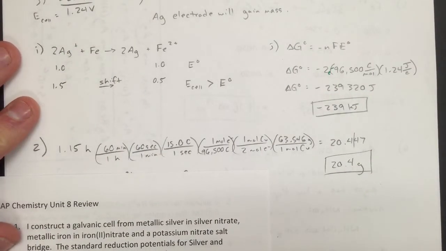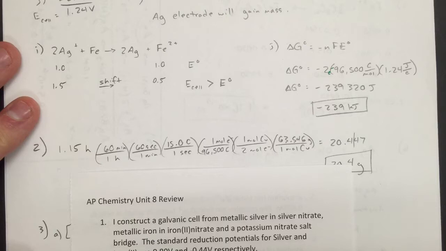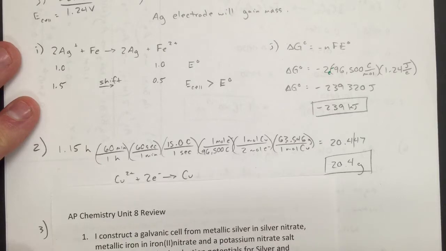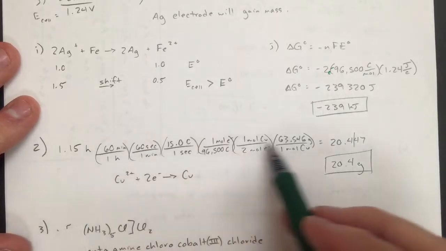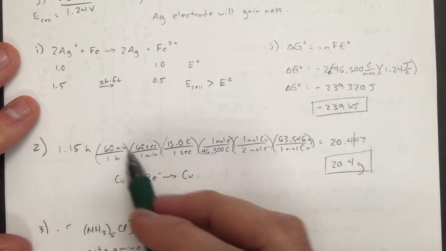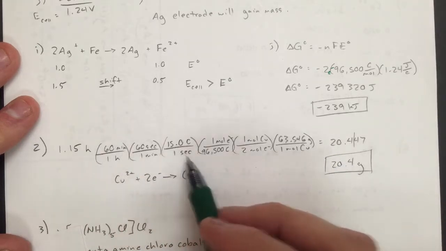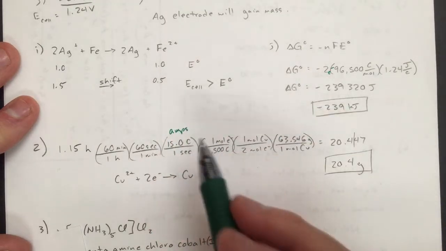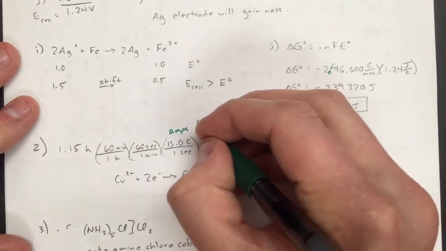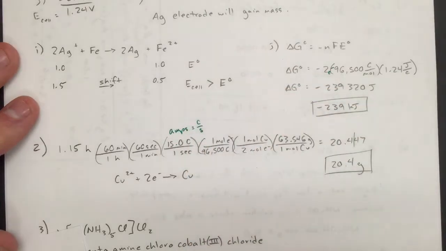Number 2, I apply a current of 15 amps to a solution containing solid copper, blah, blah, blah, for 1.15 hours. What mass will be precipitated in this time? This is just a big, long conversion. So we go from hours to minutes and minutes to seconds. Now here we use the amps to go from seconds to coulombs. An amp is a coulomb per second. That is the current that runs through the wire.